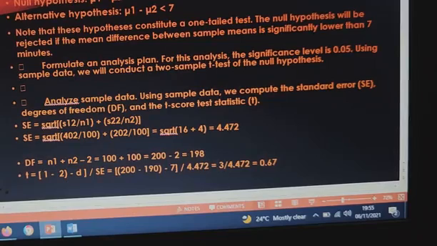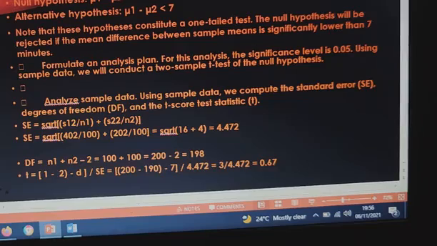Formulate an analysis plan. For this analysis, the significance level is 0.05. Using sample data, we will conduct a 2-sample t-test of the null hypothesis. Analyze sample data. Using sample data, we compute the standard error, SE, degrees of freedom, DF, and the t-score test statistic, T.